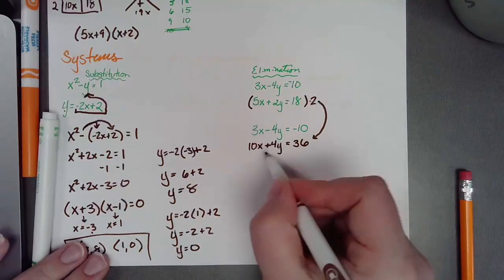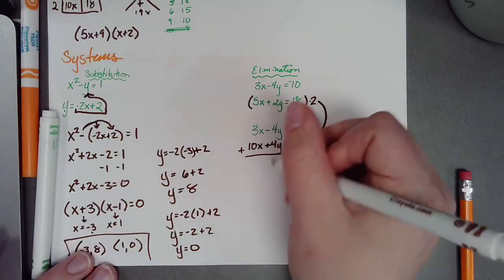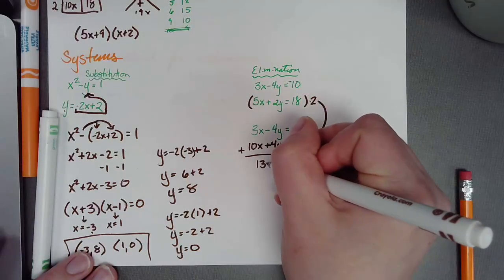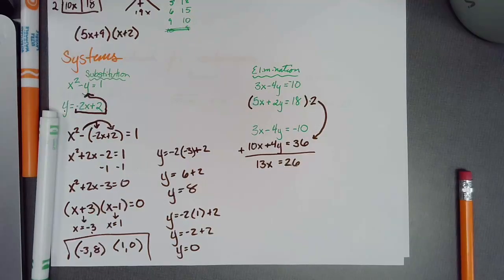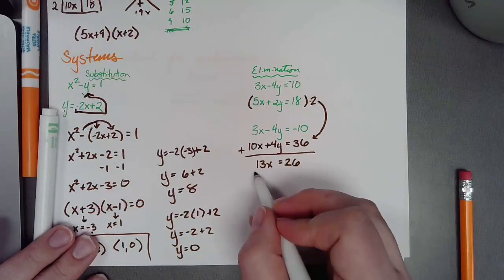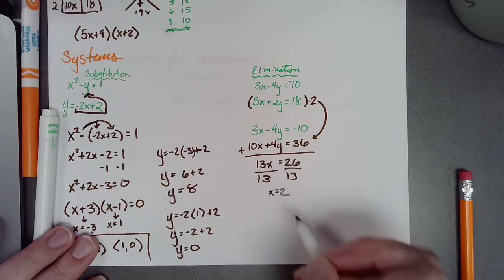Now I'm in a situation where I have a -4y and a +4y. So if I were to add these two equations together, those y's are going to make 0 y's. And I get 13x equals 26. From here, I can solve for x by dividing by 13 on both sides, and I get x is 2.